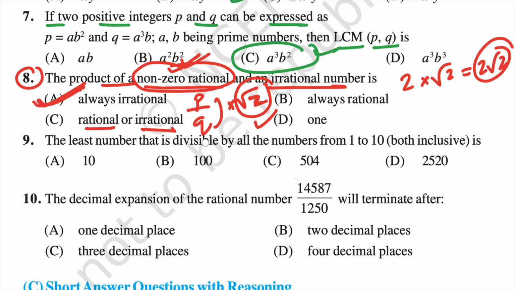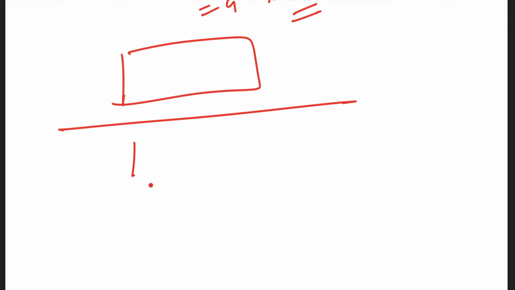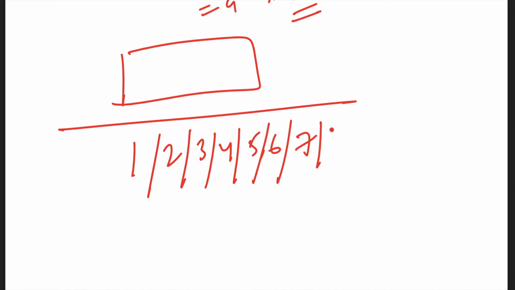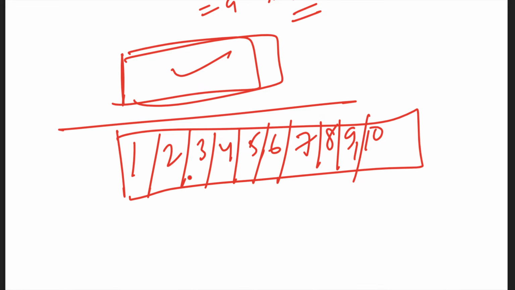Now question number 9. If you have done the LCM properly, then you know what the answer will be. The least number that is divisible by all the numbers 1 to 10. So a number is there which is divisible by 1, 2, 3, 4, 5, 6, 7, 8, 9 and 10 also. So what we need to do is calculate the LCM, because that number is divisible by all the numbers whose LCM you have calculated.